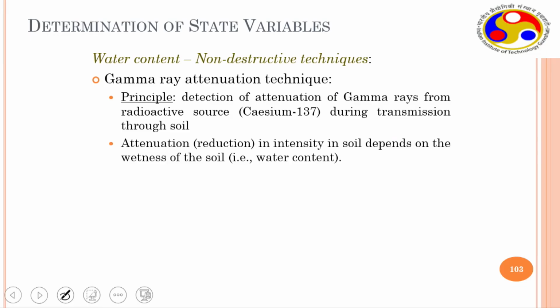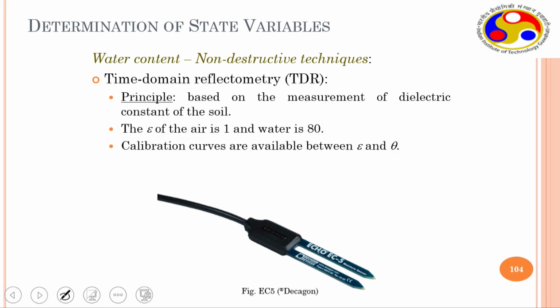And water content we anyway estimate using gamma ray and time domain reflectometry, TDR. These sensors we commonly use, and they will be described this afternoon because we will be using them. They are very, very handy in the field. Quickly they can give the volumetric water content itself.